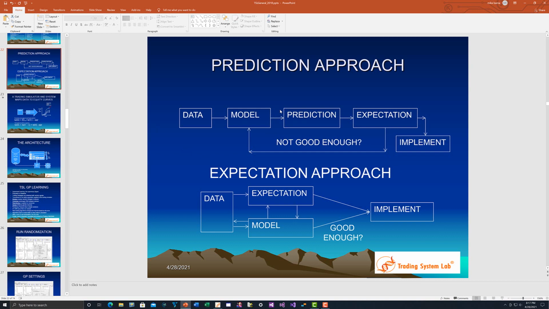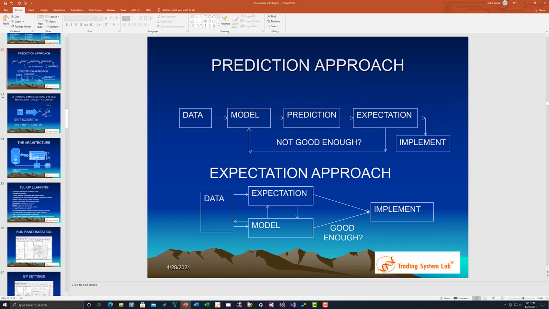So in the prediction approach, we start with data and a model. Then we predict, and then we have to show expectation. And if it's not good enough, then we refine everything. And if we're happy with it, then we implement it. Most of the time, it's not good enough. So this is a very inefficient way to do this type of work.